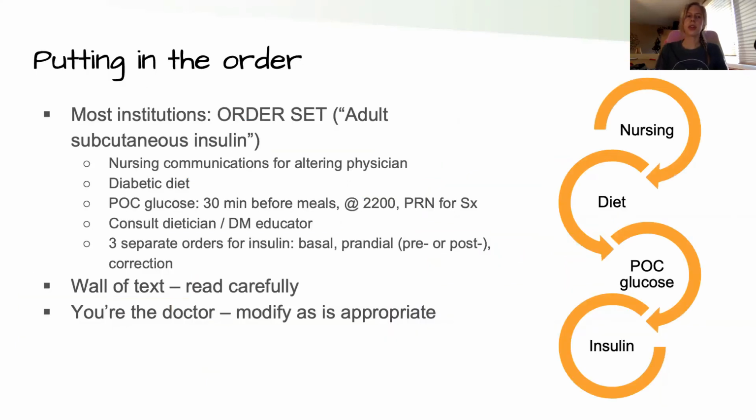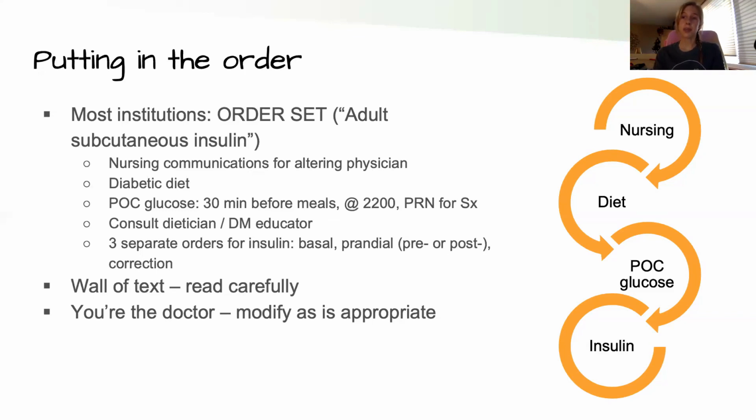So as you're putting in the order, in most institutions, there's going to be an order set. It's going to be something along the lines of adult subcutaneous insulin or adult diabetes insulin or something like that. It's really important to use the order set because this will have all of the other orders that we wouldn't otherwise think about to put in with our insulin. So you're going to have communications to the nurses for when they need to contact you. For example, if the sugar is below 70 or if it's above 300, they need to contact you. This will also typically include orders for a diabetic diet to make sure that our patients are having carb counting controlled diets while they're in the hospital.